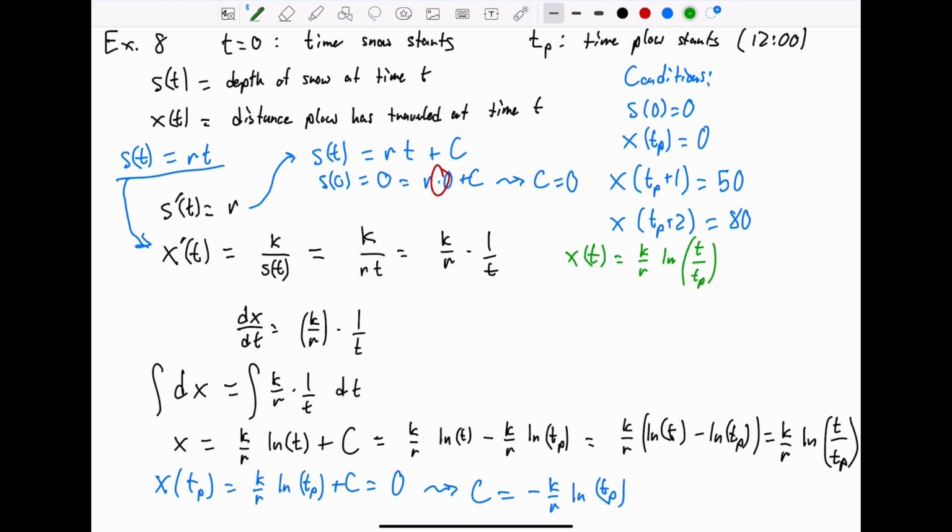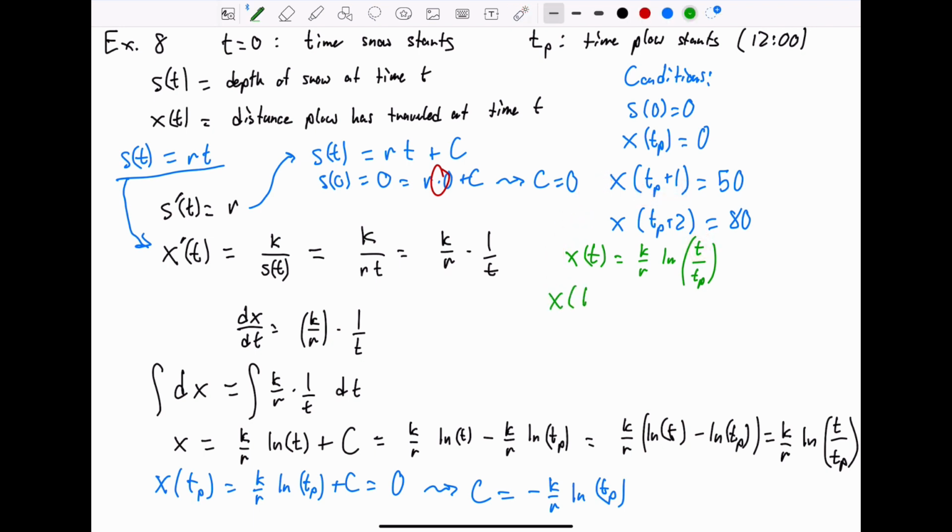How can we use this? How does this help us solve the problem? Well, here are two pieces of information that we have not yet used. This tells us the distance that the snowplow has traveled after 1 hour and then after 2 hours. So I'm going to plug in these values for t into this equation, and I'm going to get two equations that will allow us to cancel out these constant values, and we'll be able to solve for t sub p. Here we go. For the first one, I'm going to think about plugging in t sub p plus 1 for t.